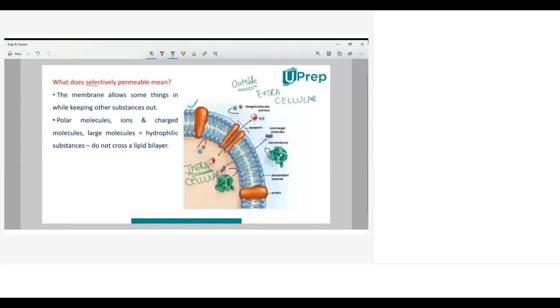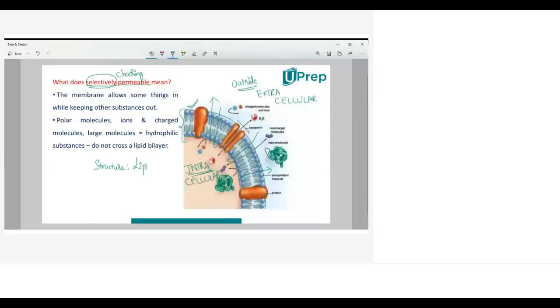Now, how is the plasma membrane selectively permeable in nature? Selectivity is nothing but choosing what material has to come inside the cell and what material has to move outside the cell. This inflow and outflow of materials is determined by the plasma membrane. Now, we discussed the plasma membrane structural aspect.